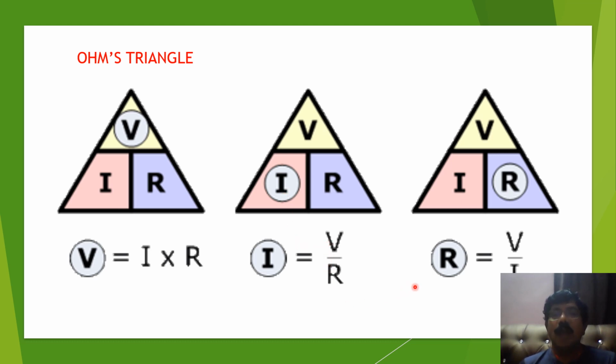Next one, R. If you want to find R, close the R part of the triangle with your hand, then you will get R is equal to V by I. So this triangle is known as the magic triangle. With the help of this triangle, you can find the potential difference, current and resistance in an easy manner. Are you clear about that one? I think I made you crystal clear about Ohm's law and what is resistance.